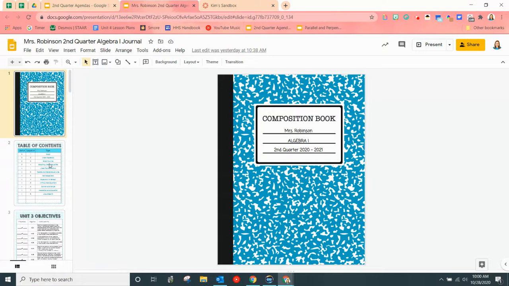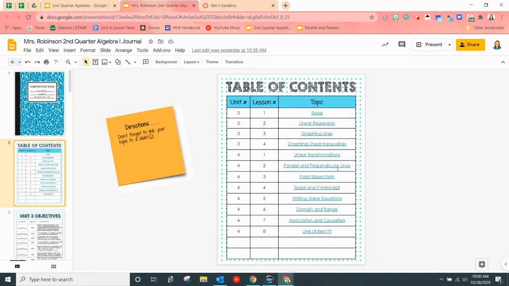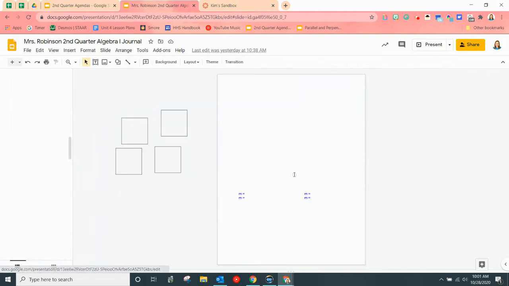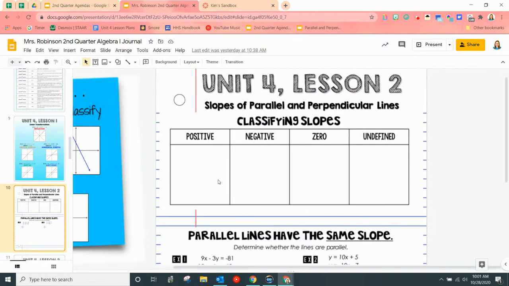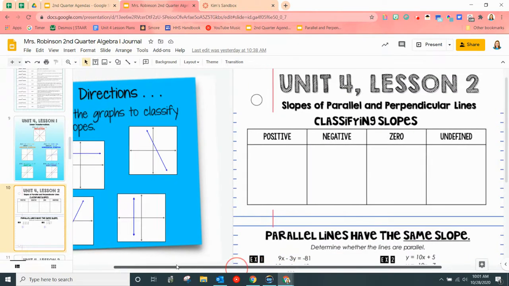You need to find your journal, your blue Algebra 1 journal for this 9 weeks. We have already put the slide in, and it should be Unit 4, Lesson 2. So let's make sure. I think I just linked to the right one. Yeah, so it should be this slide, Unit 4, Lesson 2. It's already in your journal. You just need to open it up, and this is what we're going to work off of today.